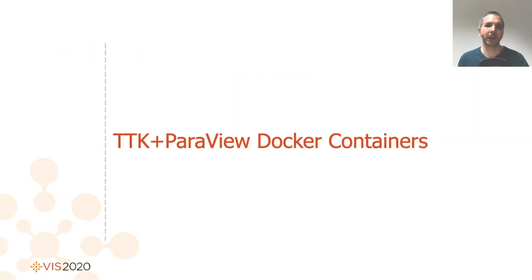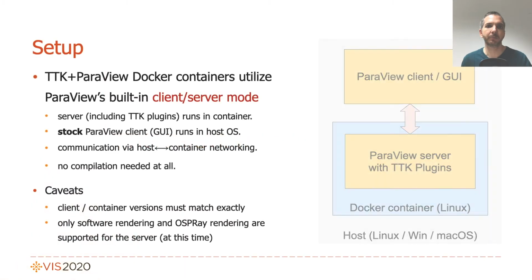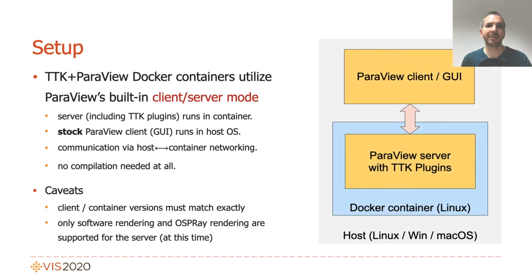Okay, so let's see how we can leverage Docker to easily experiment with TTK. We will do this using containers that contain both ParaView as well as the TTK plugins for ParaView. ParaView can, by design, operate in a client-server mode. This means that the server, where all of the data resides and computation is executed, may run on a different machine than the client, which is basically the GUI. In other words, we can run the ParaView GUI to control the server running on a different machine.